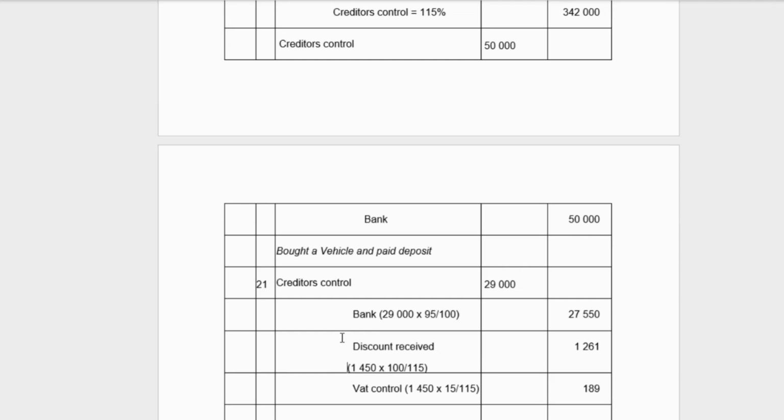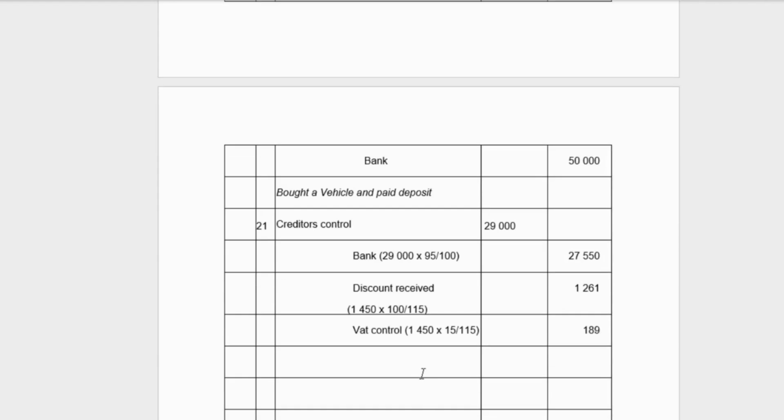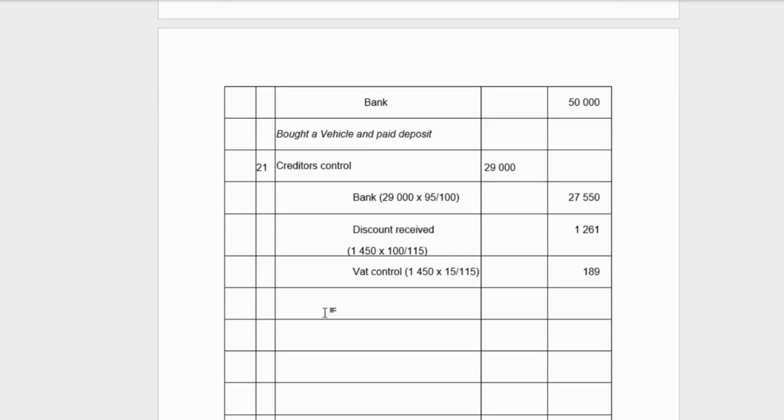So this was the calculation for the discount received. Just put it properly there. Okay? And then we are done with this transaction. We have to narrate for it. When we narrate for this transaction, what can we say? We're going to say paid a creditor in settlement of our account.